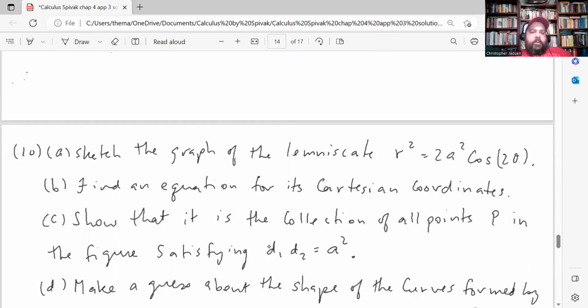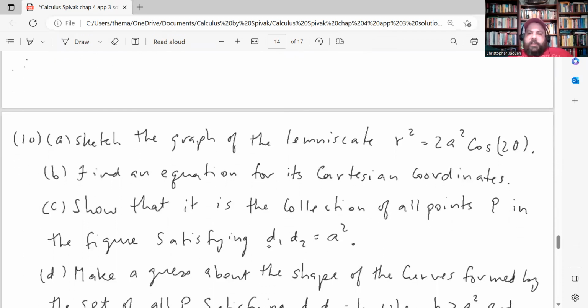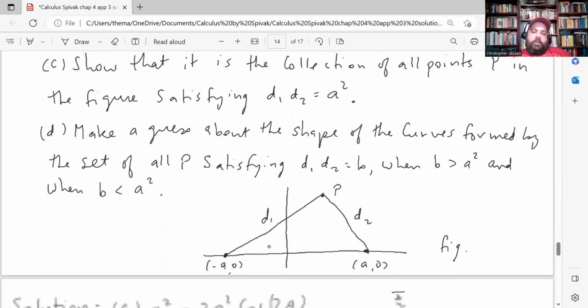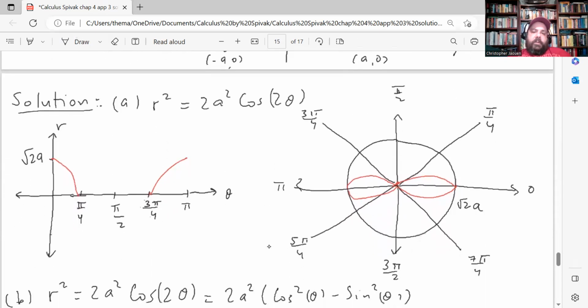And the last one that I did, question number 10. There's a bunch of parts to this, so let's take them one at a time. Part A is, again, relatively straightforward because it involves just graphing out a polar graph. So in part A, he says sketch the graph of the lemniscate, r squared equals 2a squared cosine 2 theta, which I did down here, again, using the method that I described before.